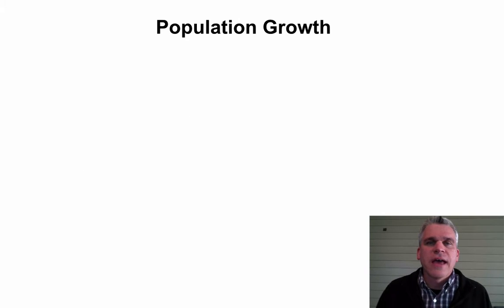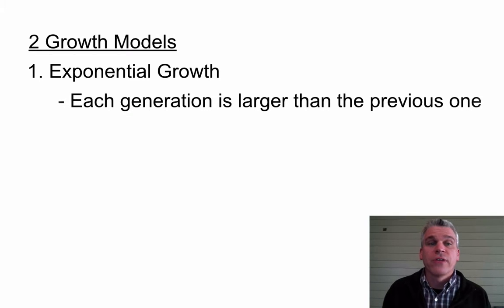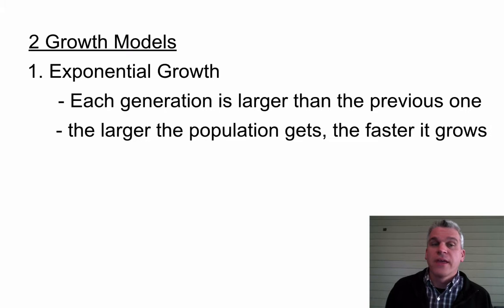Let's take a look at how populations can grow. There are two models to help explain this. One is called exponential growth. And in exponential growth, each generation gets larger than the previous one. And the larger the population gets, the faster it then grows. So we literally have a population explosion taking place here.